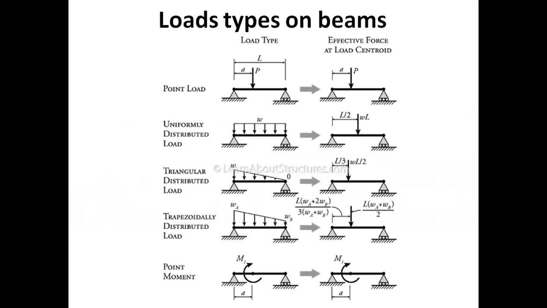There could be different types of loading on the beams, which is explained on this slide. Here you see a beam, and beams are designed to take transverse, perpendicular loading, and these are the supports. Here a load is applied at one point. Such loading is known as point load or concentrated load, because the load is concentrated only at one point.